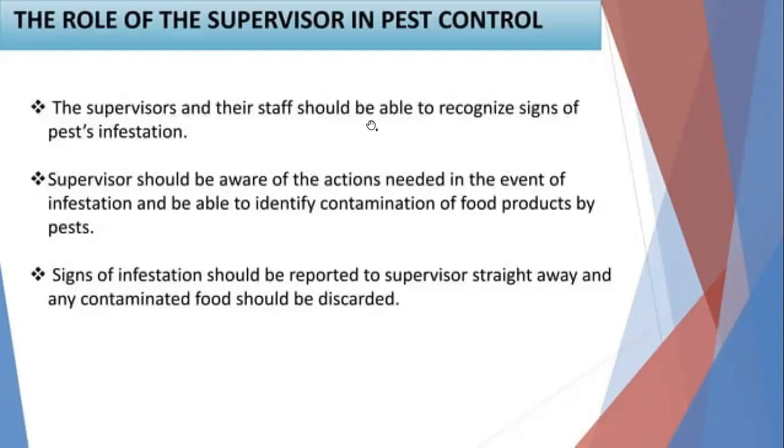These are a few of the roles and responsibilities of the supervisor when it comes to pest control. The supervisor and the staff should be able to recognize the signs of pest infestation, and the signs of infestation should be reported to the supervisor straight away, and any contaminated food should be discarded. And the supervisors, obviously, should be aware of the actions needed in the event of infestation and be able to identify the contamination of food products by the pest.